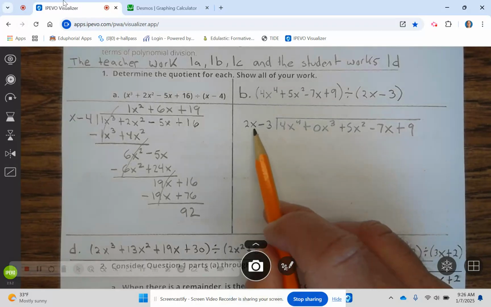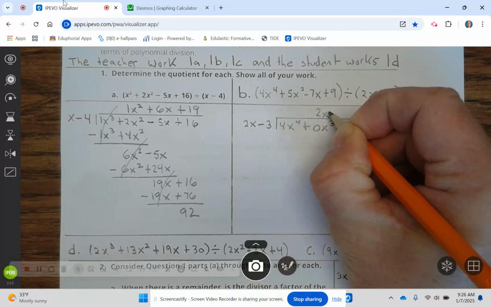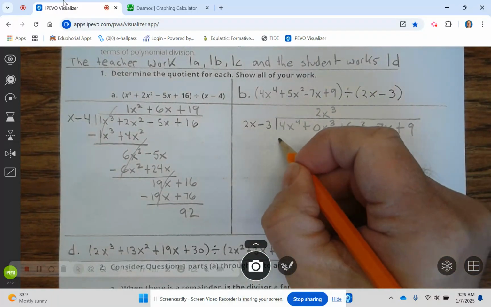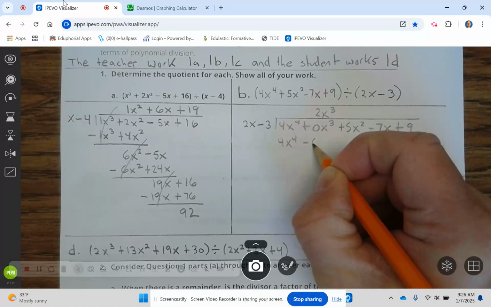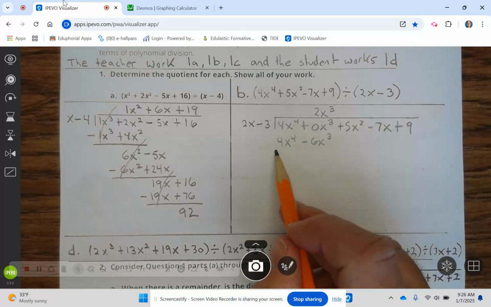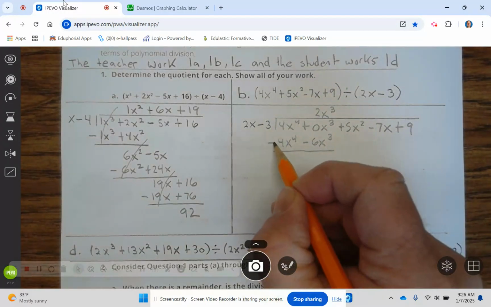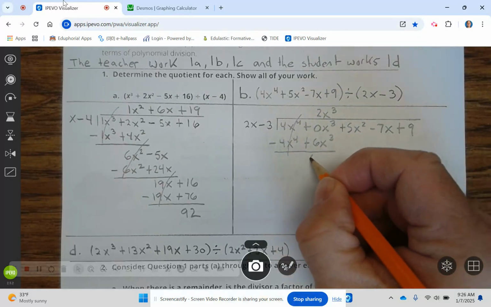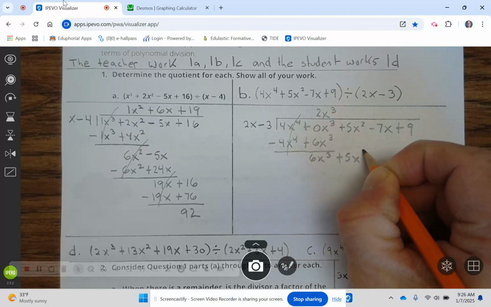So we ask ourselves, what do you multiply 2x by to give you 4x to the fourth? The answer to that is 2x cubed. And then we multiply. 2x cubed times 2x is 4x to the fourth, and 2x cubed times negative 3 is minus 6x cubed. We subtract. When you subtract a negative, it becomes positive. This cancels. 0x cubed and 6x cubed is 6x cubed. Bring down the plus 5x squared.